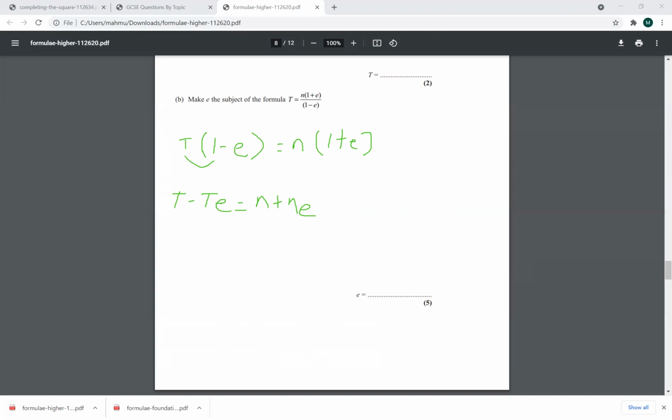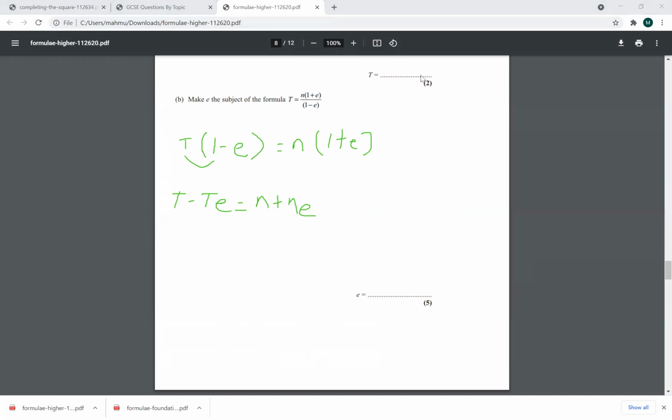I can't just do t minus t to leave the e, right? No, so you have to go through a process of doing everything. You can't just jump. So the first thing I'll also do is take this n to the other side. So what I would have done here, let me write it down.